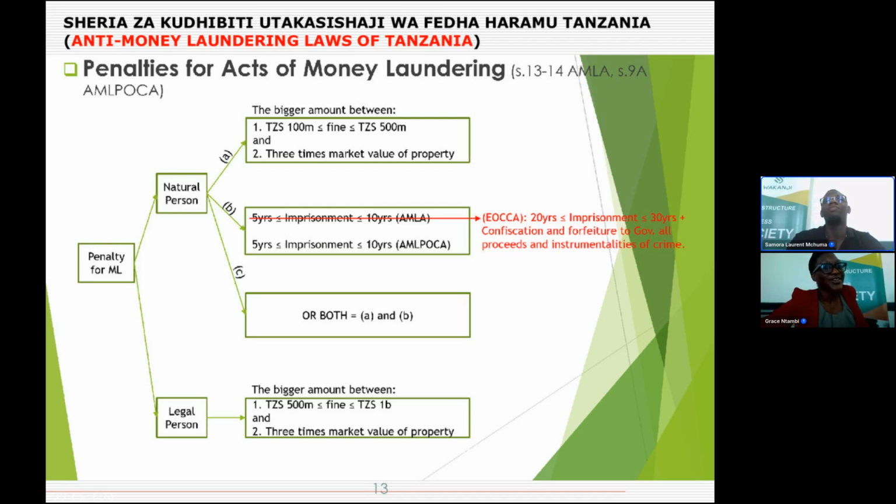Wow. Yeah, it's not worth it. Now that is for a natural person. And you have the Economic and Organized Crimes Act. It imprisons you as a natural person. You have, like I said before, 20 years to 30 years. Then you have confiscation and forfeiture to government of all the properties that you bought that were gotten from the predicate offense.